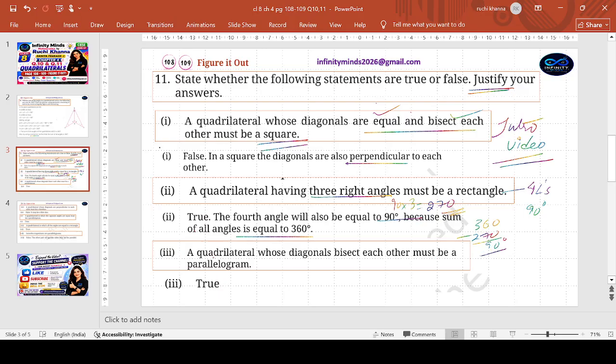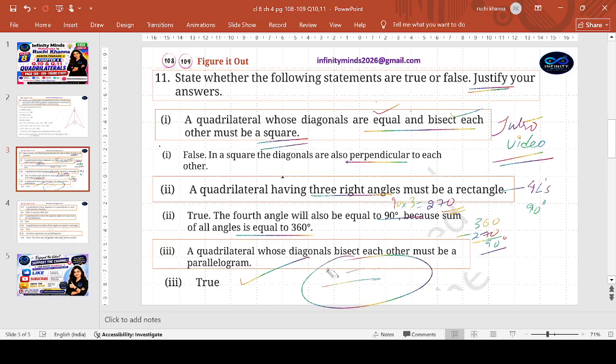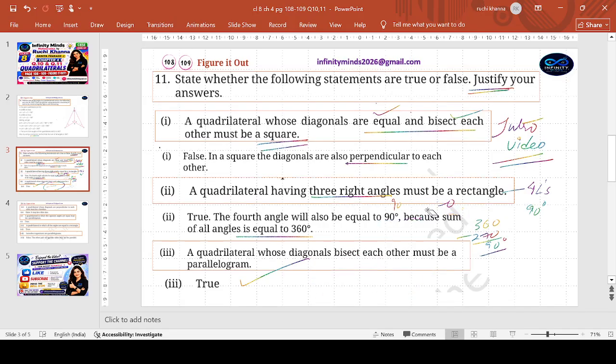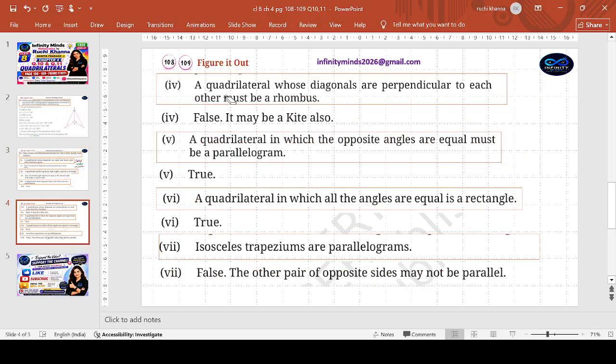Statement number 3, a quadrilateral whose diagonals bisect each other must be a parallelogram. Well, yes. If you say rectangle, square, rhombus, go back and visit the intro video, all of them fall under parallelogram. There used to be that big Venn diagram in which all of them fall. Of course, they can be further a rectangle and so on, but it won't be wrong to call it a parallelogram. They all come under the head of the parallelogram branch. Going to the next point. Statement number 4. A quadrilateral whose diagonals are perpendicular to each other must be a rhombus. False. It may be a kite also. I think that is sufficient.